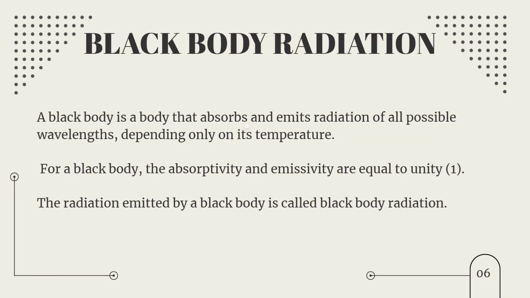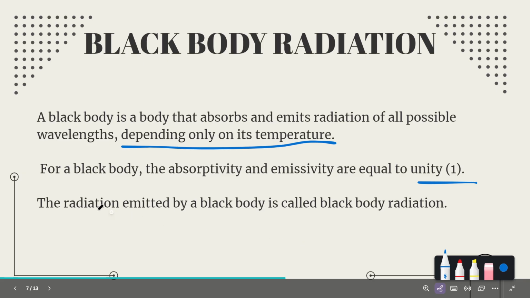The next is black body radiation. A black body is a body that absorbs or emits radiation of all possible wavelengths, depending only on its temperature. This is the point where we need to mark: only on its temperature. For a black body, the absorptivity and emissivity are equal to unity, that is 1. Now, the radiations which are emitted by the black body are called black body radiations.